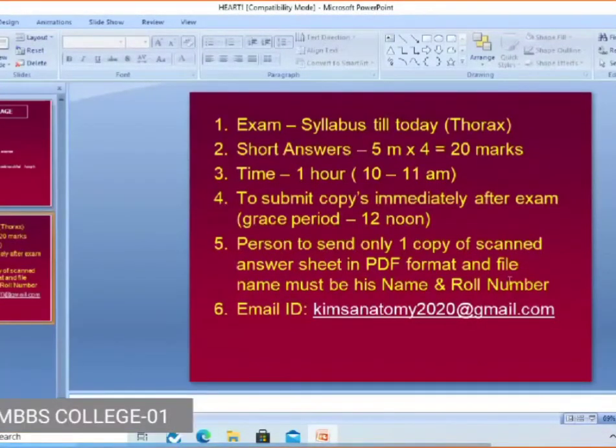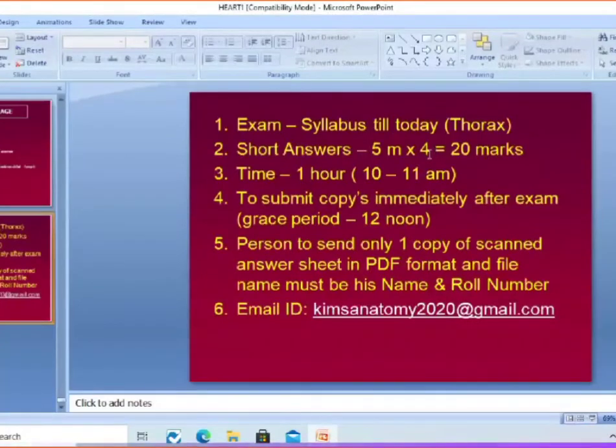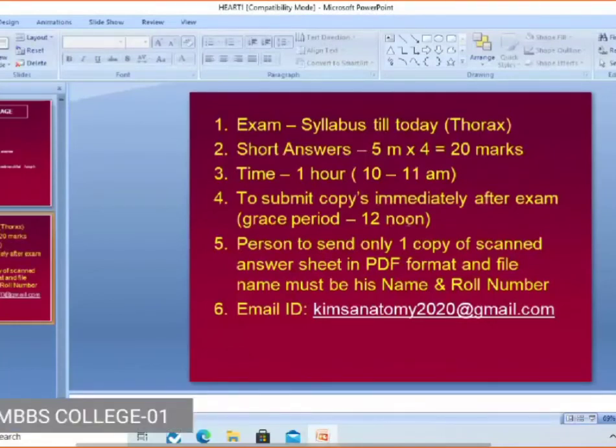So tomorrow from 10 to 11 you will be having the examination, 5 into 4, 20 marks. And you can submit your copy before 12 o'clock. After 12 o'clock, if you submit your answer paper, it will not be accepted, whatever the reason is, because that is the reason why we are telling you beforehand. So see to it that from 10 to 11 you are in a place where you have proper internet. And only one person can send only one copy in PDF format.